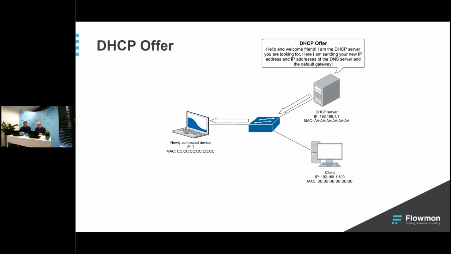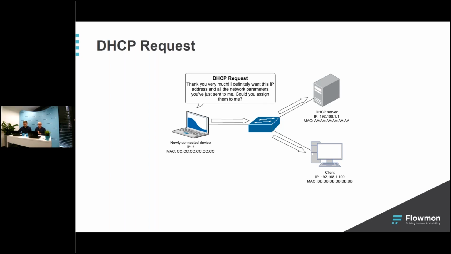And the DHCP server responds with a packet that is called DHCP offer. In this packet, the DHCP server offers an IP address to the newly connected device and other network communication parameters, which are the IP address of a default gateway and usually the IP address of the DNS server, right? And this message is directly sent to the newly connected device.